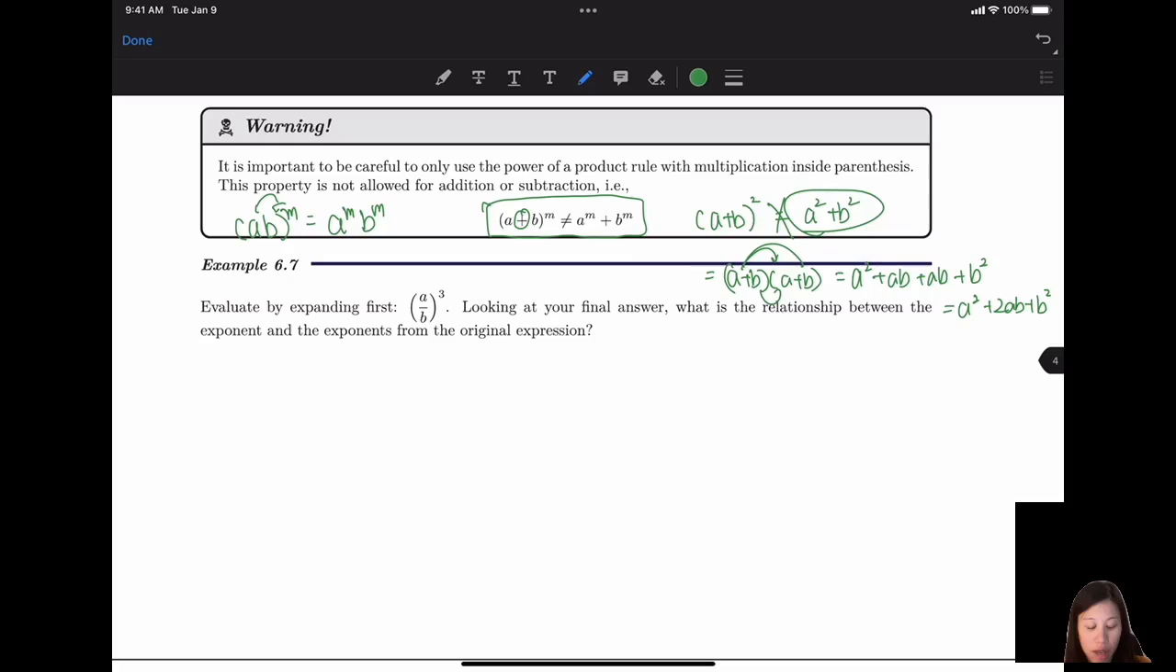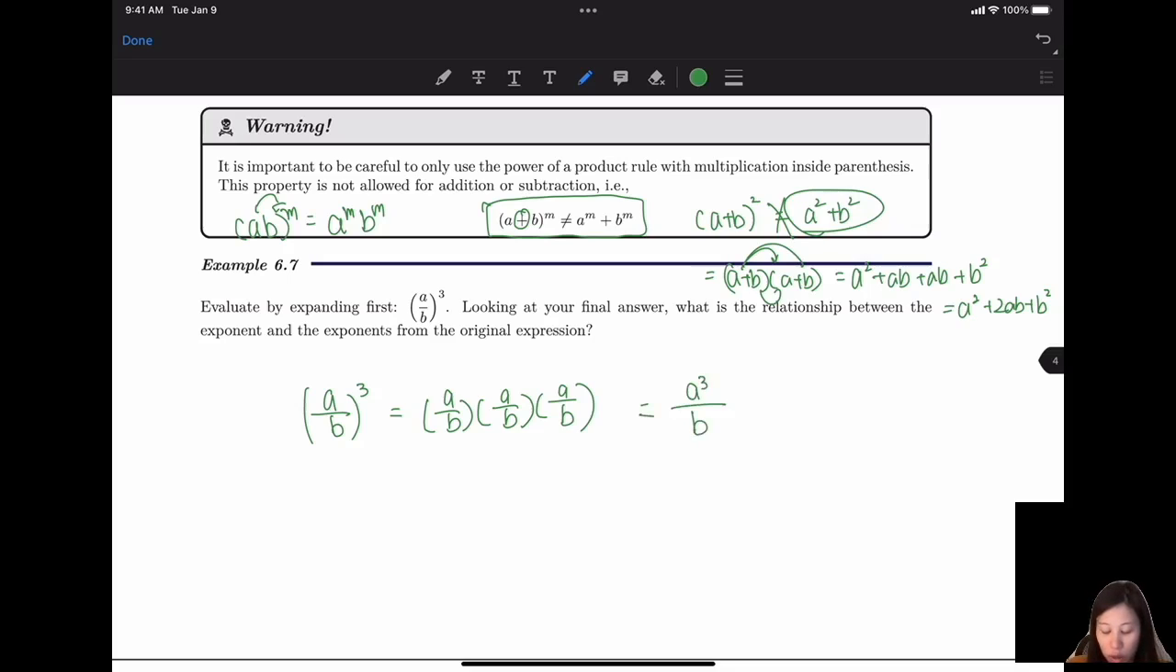For this one, evaluate by expanding it first. Look, we have a over b to the cubic power. So this is equal to what? a over b times a over b times a over b. If we group the same numbers together, what do we have? We have a to the cubic power over b to the cubic power. So that means you can distribute that power into the fractions.